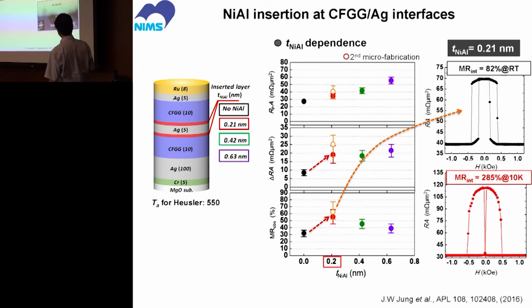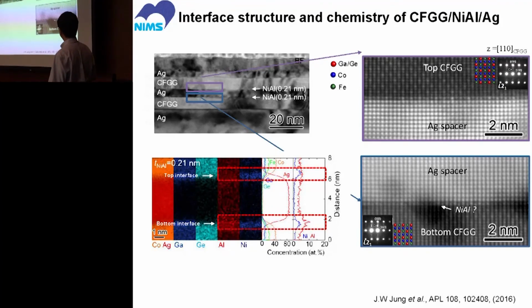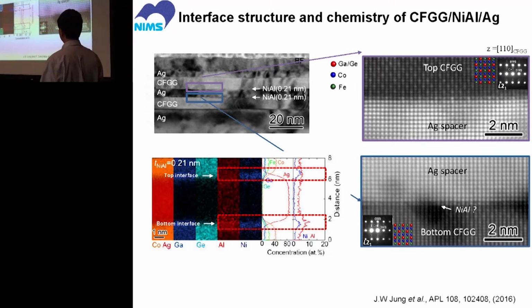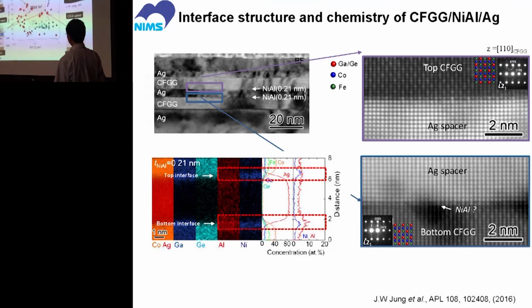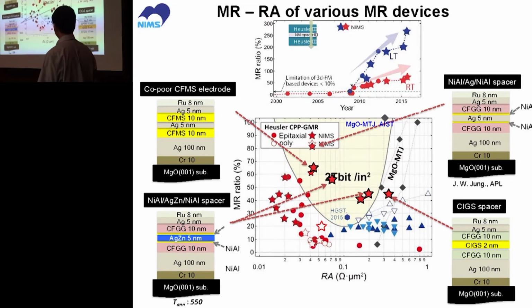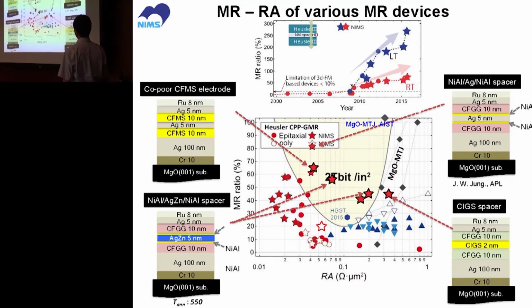So we look at the interface, it is beautiful, and this one is an L10 model. But with the HAADF-STEM image, we cannot confirm whether or not nickel aluminum is there. So we did the EDS analysis, and we confirmed that nickel aluminum remains at the interface. So this one appears to be working, but we do not understand the detailed mechanism of large MR output at this moment. But this is the summary.